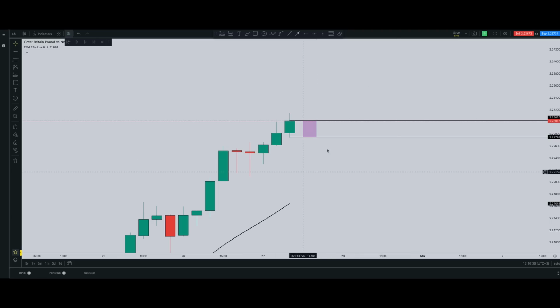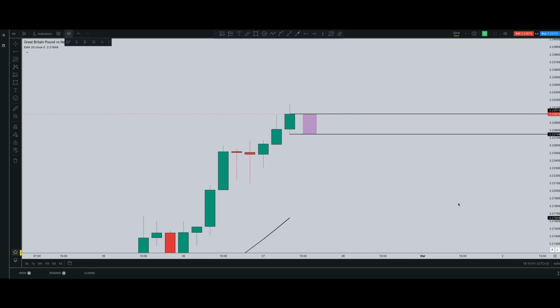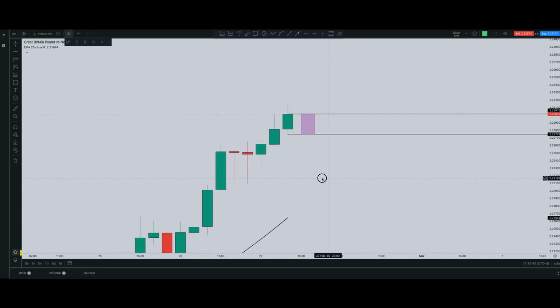So after we've done these markings on the 4-hour chart, you are going to do one final thing. You're going to go down to the 5-minute chart and then you're going to change the candles to Heikin Ashi. Okay, let's go to the 5-minute chart.